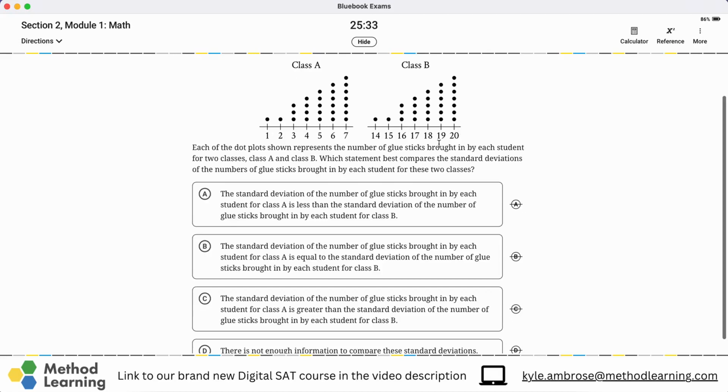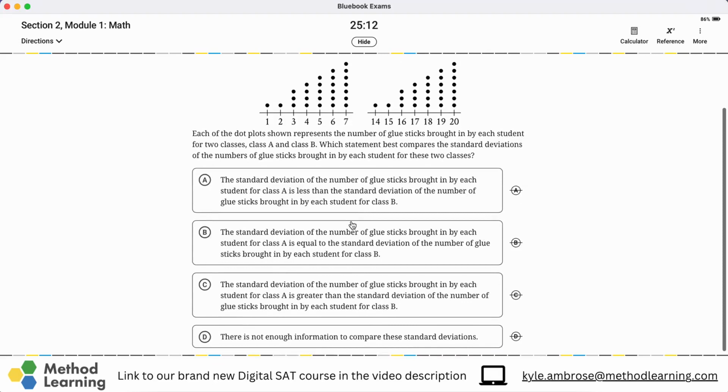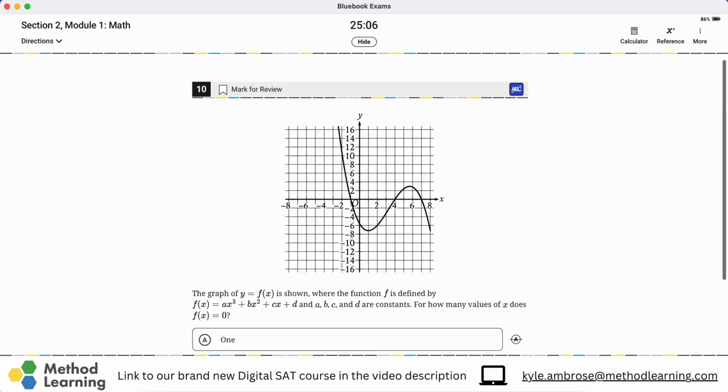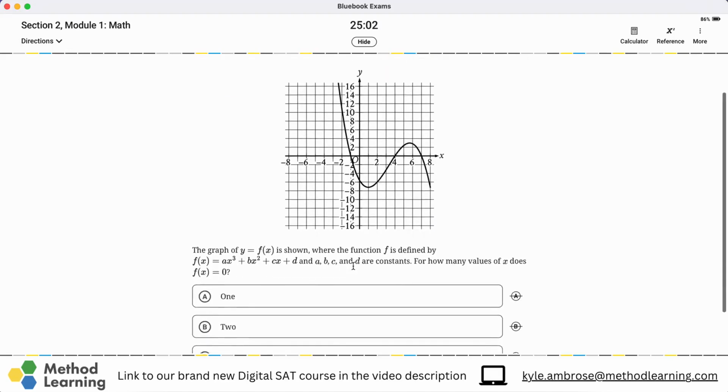But that doesn't matter for standard deviation because if the data is equally spread out, as we see it is in both Class A and Class B, then the standard deviations are going to be the same. I'll say that again. It doesn't matter what the actual numbers are in the data. As long as the spread of the data is identical, which it is, the standard deviation will always be the same. And so we could say that B, the standard deviation is equal in both of them. And that's our answer.